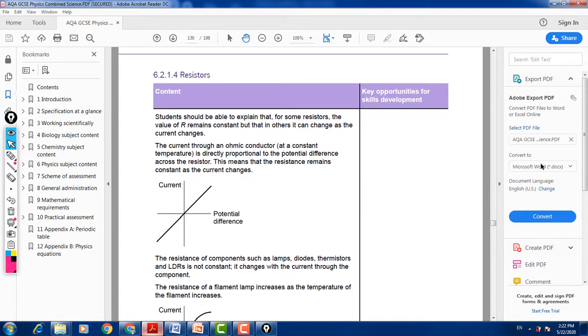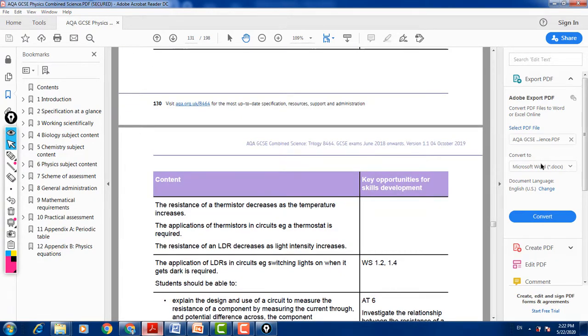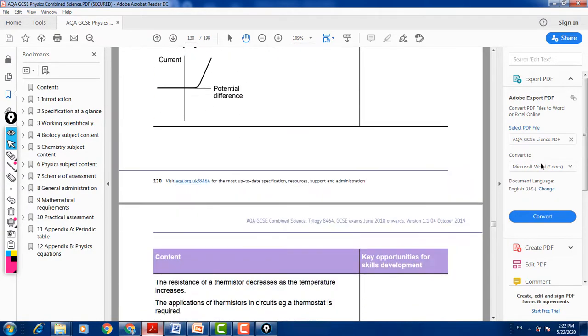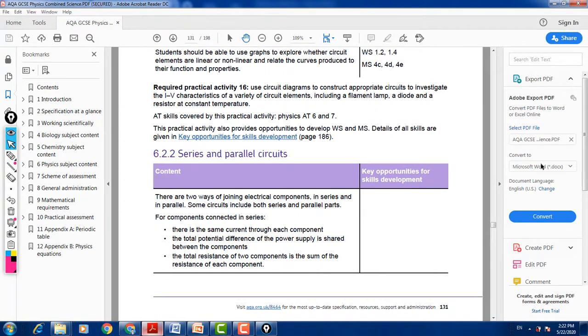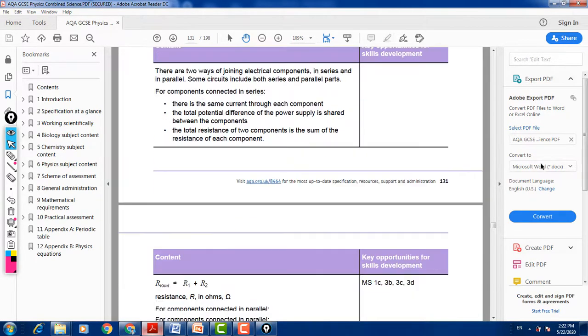Then comes the resistors. In resistors, we'll discuss mainly the ohmic conductors and non-ohmic conductors. We'll discuss Ohm's law as well. And after that, we'll discuss the series and parallel circuits.